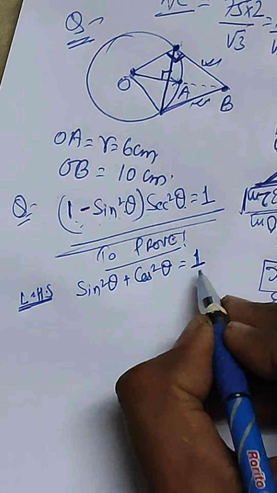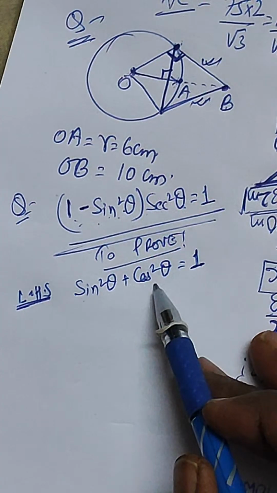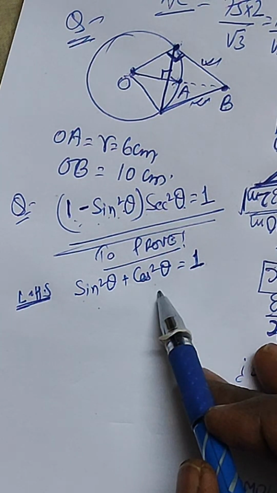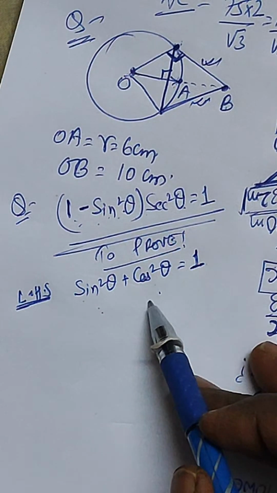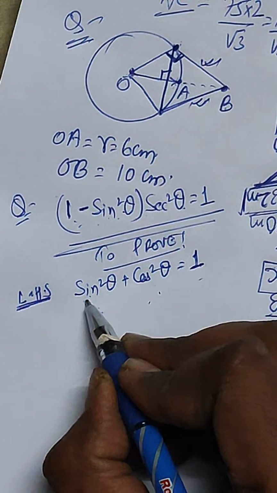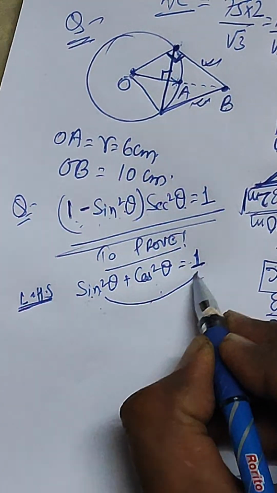I am expecting that you at least remember 3 identities. Sin square theta plus cos square theta is equal to 1. Sec square theta minus tan square theta is 1. And cosec square theta minus cot square theta is 1. So using this, if you remember the first one, 1 minus sin square theta here.